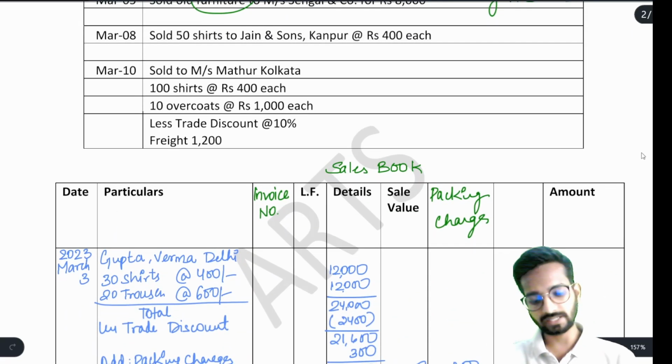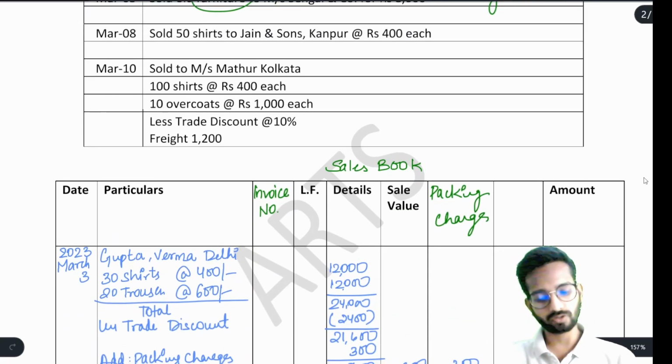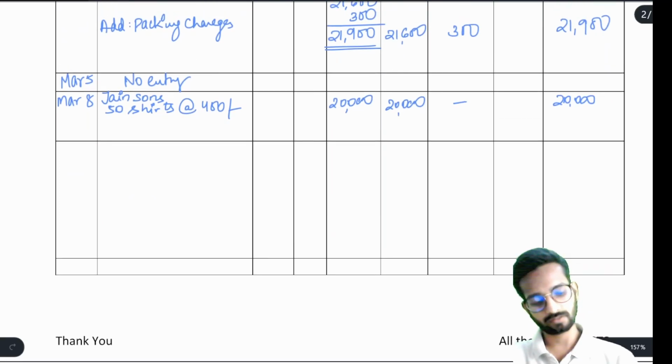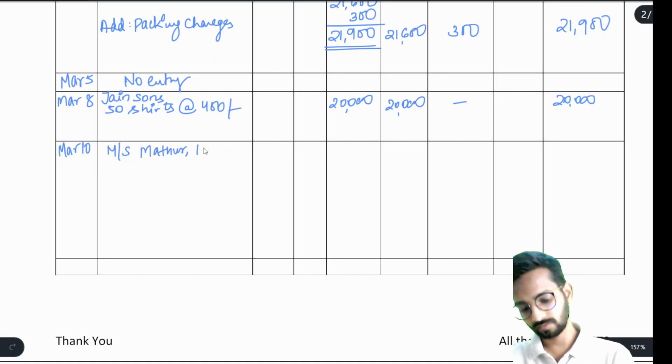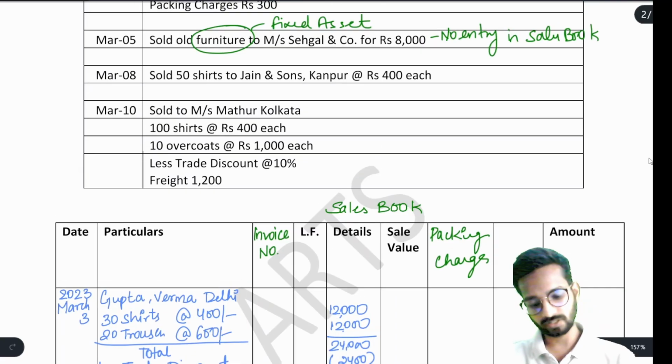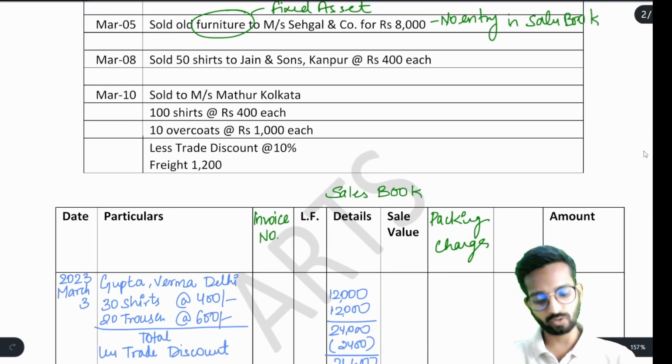The next is March 10, Mrs. Mathur, Kolkata. You will write here March 10, Mrs. Mathur, Kolkata. How much and what are the goods here? 100 shirts and 10 overcoats.